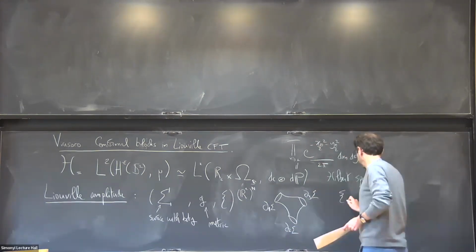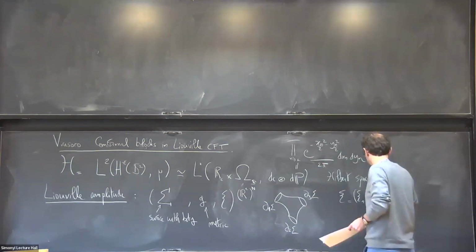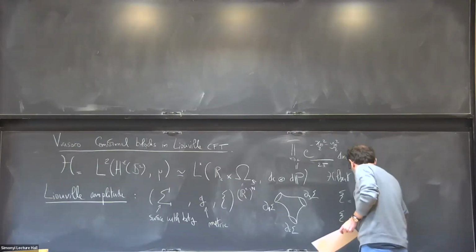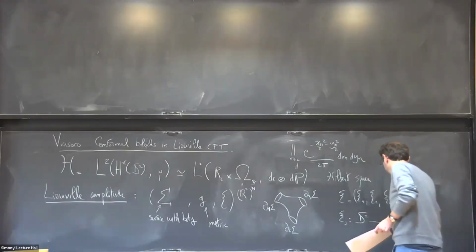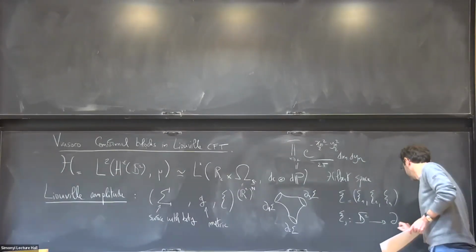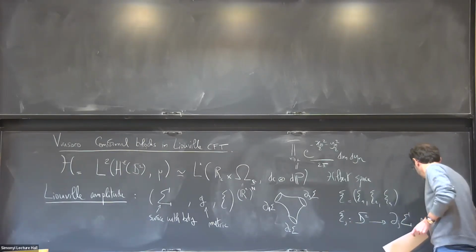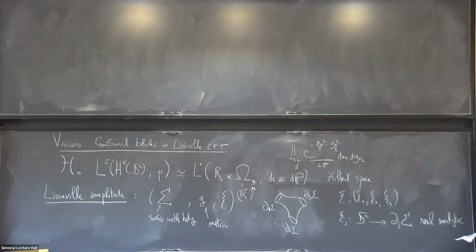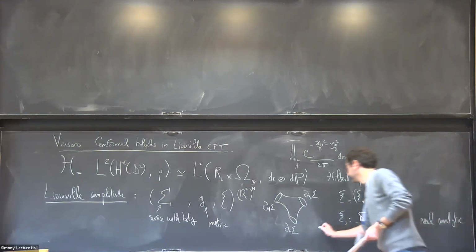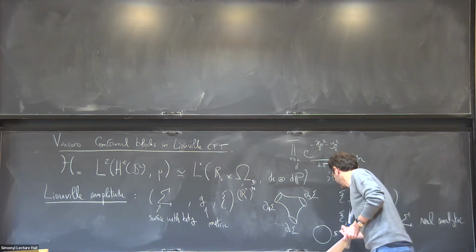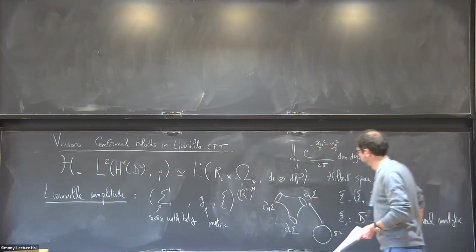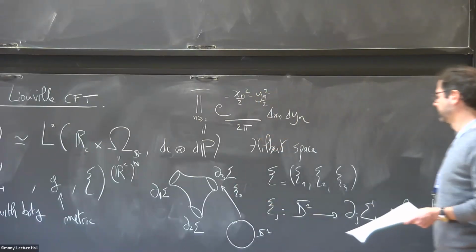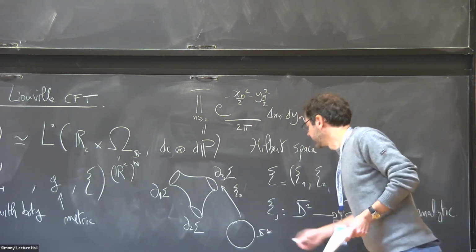And I have Xi equal to Xi1, Xi2, Xi3, where Xi_j is a real analytic map from S1 to the j-th boundary component. So it's an embedding of the circle, of the unit circle. An embedding of the circle S1 into the boundary.